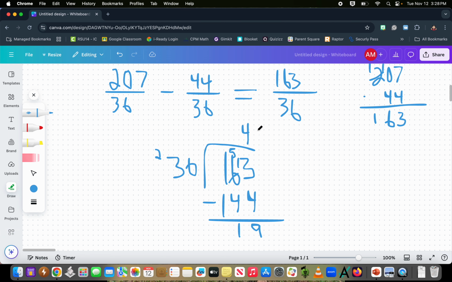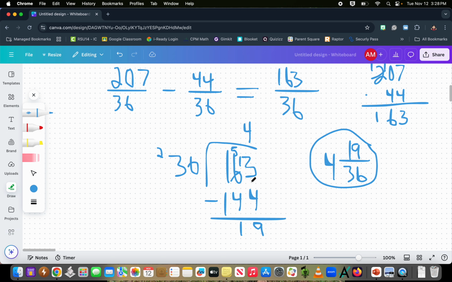Okay, so the quotient up top becomes our whole number. So I'm going to rewrite that right over here. Our remainder becomes our numerator, and then our denominator is going to stay the same. So in this case, our final answer of 5 3/4 minus 1 2/9, we get 4 19/36. Okay, so that's one way to do this.